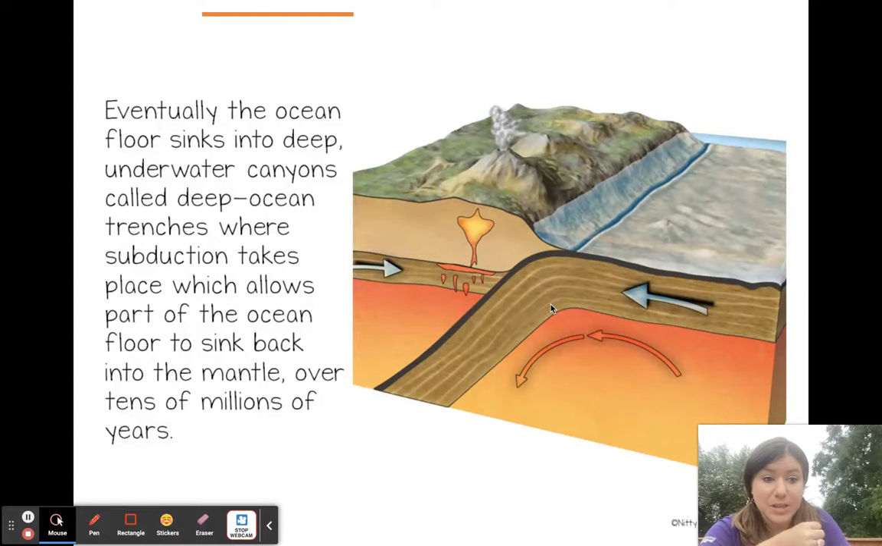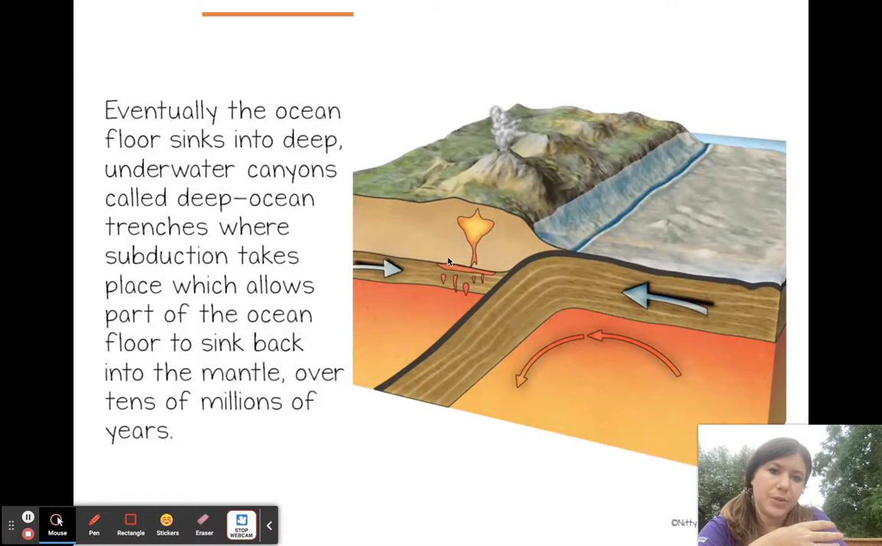And what happens when this occurs, ocean plates are more dense. They're made out of denser material, remember, iron and basalt. So they will always sink beneath continental plates in what we call a subduction zone. So you get subduction happening at continental and oceanic plate boundaries.